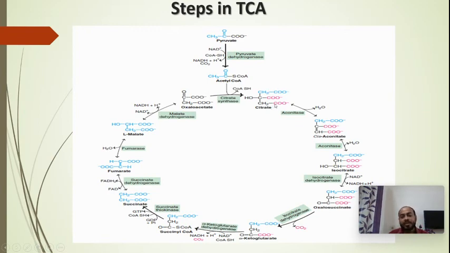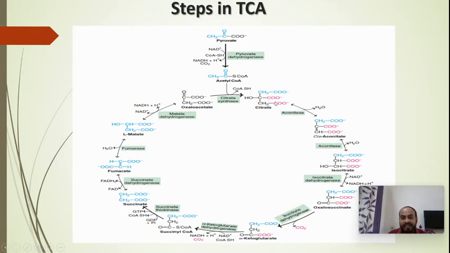Once citrate is formed, then in the presence of the enzyme aconitase, one water molecule will be released. If we see the structure of citrate over here, we can see this hydroxyl group and here one hydrogen, both will be eliminated as a water molecule.